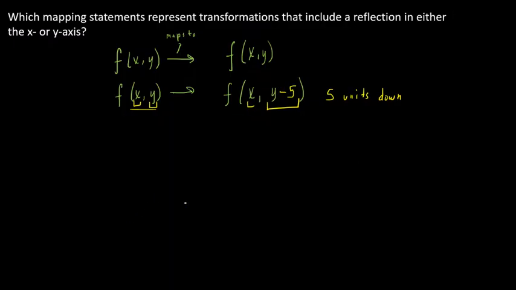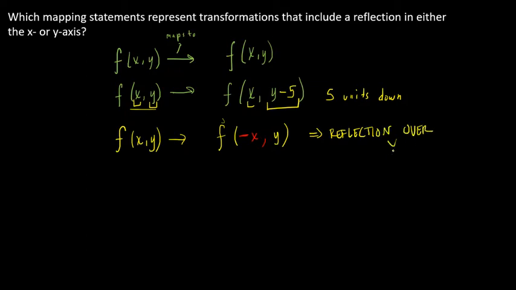So if I'm thinking about mapping statements, what would it look like for a reflection? Well, that would be something like f of x, y maps to... For example, we just looked at a transformation where all the signs changed on my x-coordinates, right? So that transformation would look like this. Okay, and this is a reflection over the y-axis or across the y-axis, however you want to say it. This is a reflection over y.